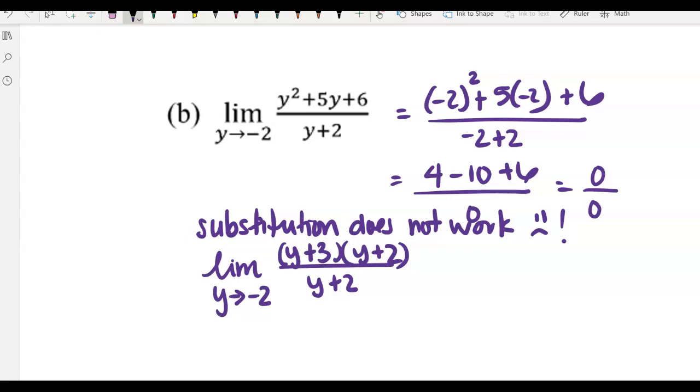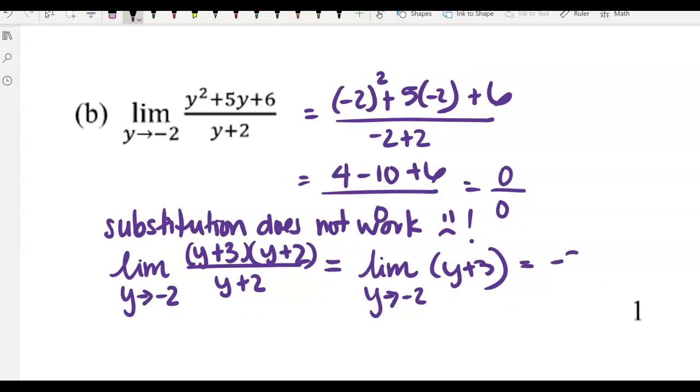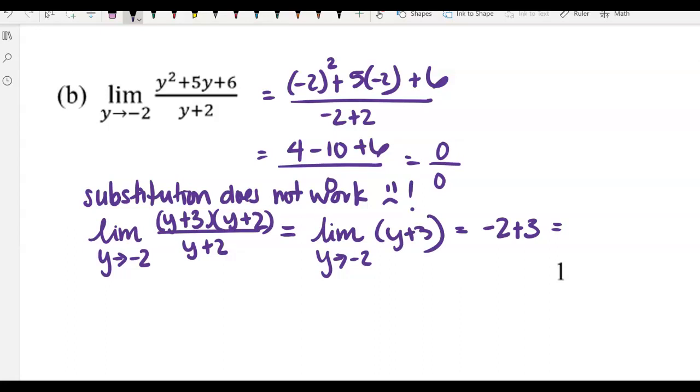Then reduce. When we reduce, what can we cancel? Y plus 2. So we only have y plus 3 left, right, guys? Now can we substitute? Yes. So now we're going to substitute in negative 2 plus 3. What is our limit when y approaches negative 2? 1. So as y is approaching negative 2, the height of the graph is approaching what? 1. That does not mean we have an algebra value. Does that make sense so far? We may or may not, but we just know that right now it's approaching the height of 1.